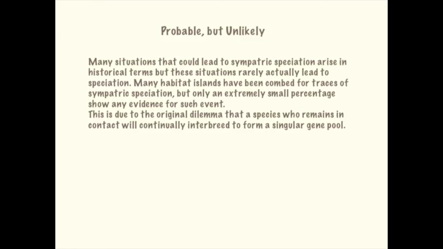Even though on many occasions sympatric speciation could have occurred, it appears to be a rare event. Numerous islands have been observed and examined for sympatric speciation, but the vast majority of them do not show any evidence for sympatric speciation. This is due to the initial dilemma of continued interbreeding and homogenizing. This is a reasonable prediction of speciation.